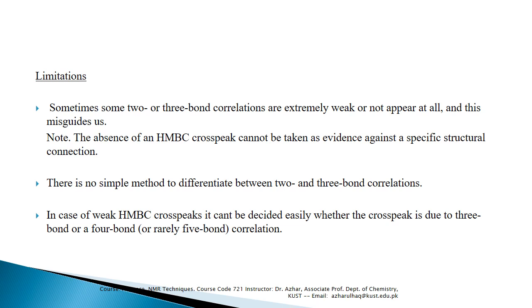There is no simple method to differentiate between 2 or 3 bond correlation. This is another drawback of the technique. And in case of weak HMBC correlation, it can't be decided easily whether the cross-peak is due to 3 bond or 4 bond correlation.